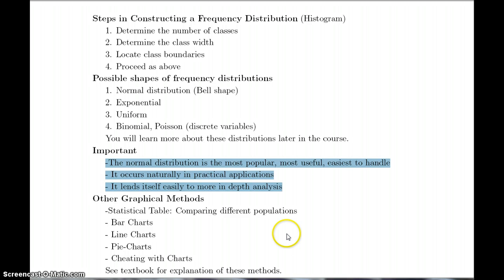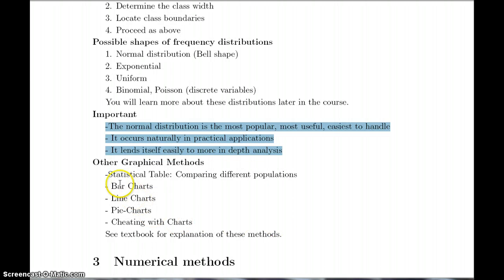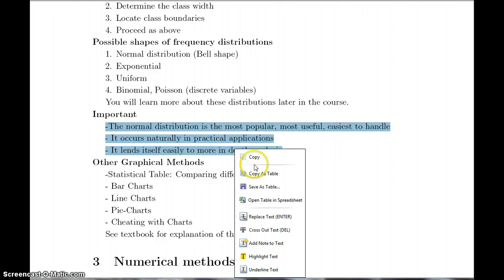In your textbook you will see a lot of other graphical methods, such as statistical tables, bar charts, line charts, pie charts, and sometimes how to cheat with charts. So you can look at your textbook for those ones. But this relative frequency histogram is going to lend itself later to probability distributions, and we're going to see that is very, very useful.